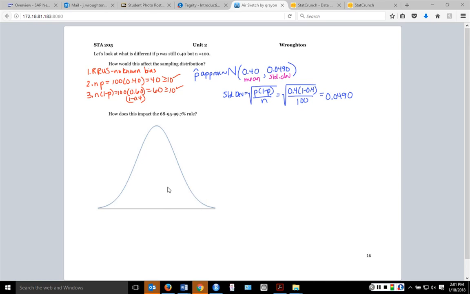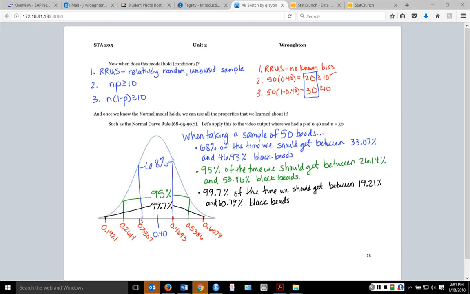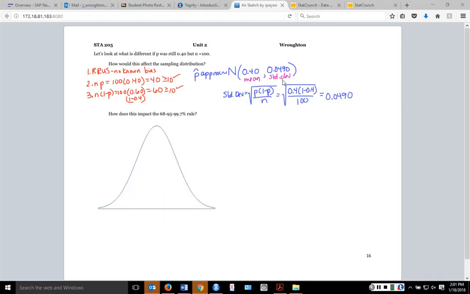So will it change my picture? Well, comparing it to before, it's going to, because this distance now is no longer 0.0693. This distance is now going to be 0.0490. So we're going to go ahead and draw that picture here and see what it looks like. How does this affect our picture? Well, it does not change where we are centered at, because p is still our 0.4.